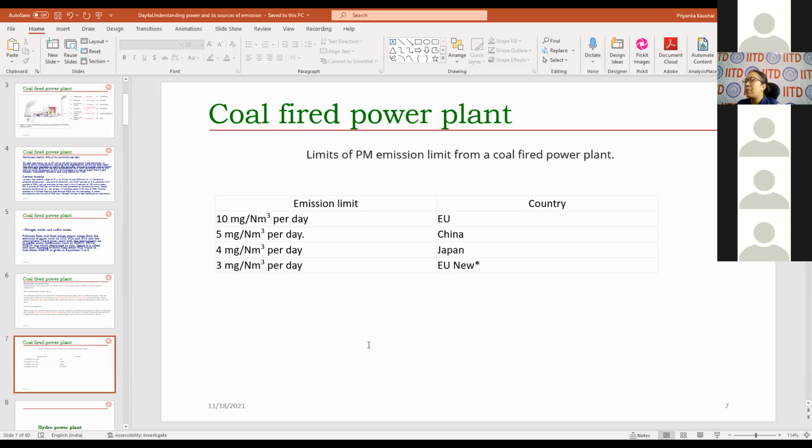And every country has come up with its own limit on how much of it they can emit into the atmosphere. So the EU has a 10 milligram per normal cubic meter limit. This much a power plant can emit. China has also given one. Japan has its own norm, and that was the initial norm of the EU. Now the EU has revised this to 3 milligram. As you can see, they have lowered the emissions permitted by about 3 times, in terms of PM, particulate matter that can be released into the atmosphere.